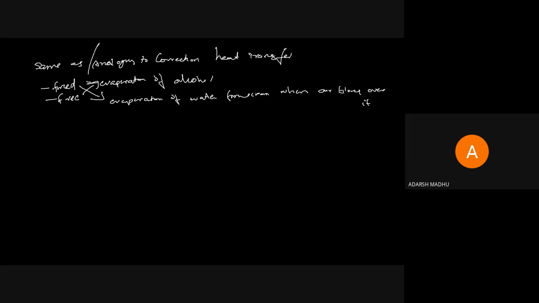And the equation of mass transfer: mass transfer by convection involves the transportation of material between a boundary surface and a moving fluid. It is defined as transportation of material. This is the definition for convection mass transfer: transportation of material between a boundary surface and a moving fluid.